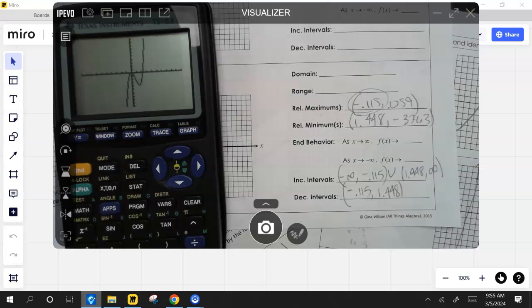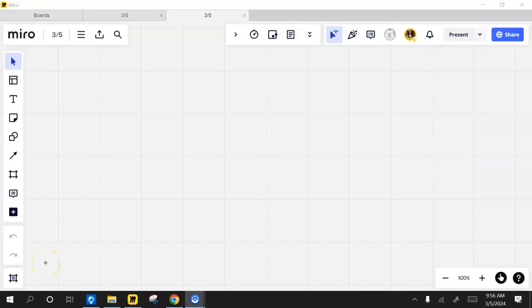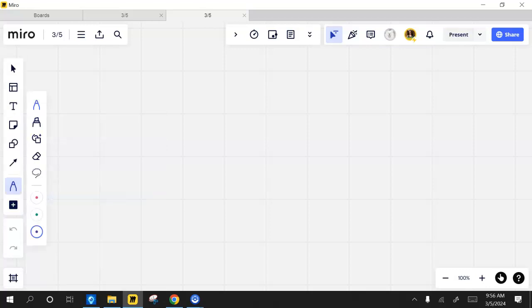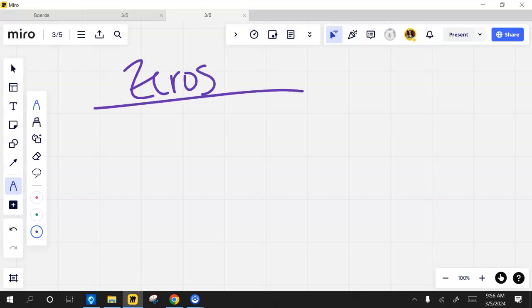Any other questions about your homework? All right, then let's do today's. Today is the last part. We have talked about everything: domain, range, maxes, mins, end behavior, increasing, decreasing intervals. Now we're going to talk about zeros. There they are, x's. That's exactly right.